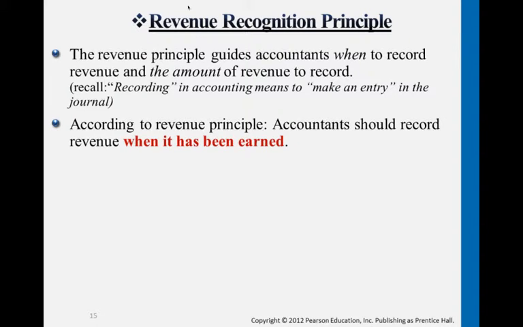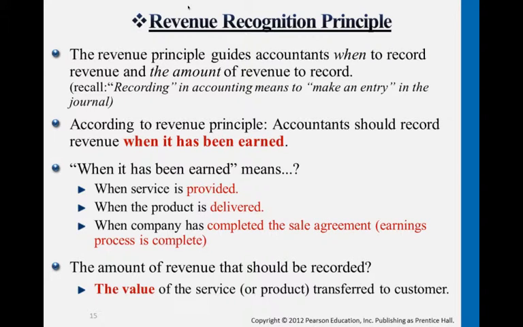Now, the revenue recognition principle. Behind that wording is recognition. The revenue recognition principle guides accountants on when to record the transaction and what value to record in journal entries. So this again goes back to some of the concepts that we already talked about at the beginning of today's lecture and last week in Chapter 2.